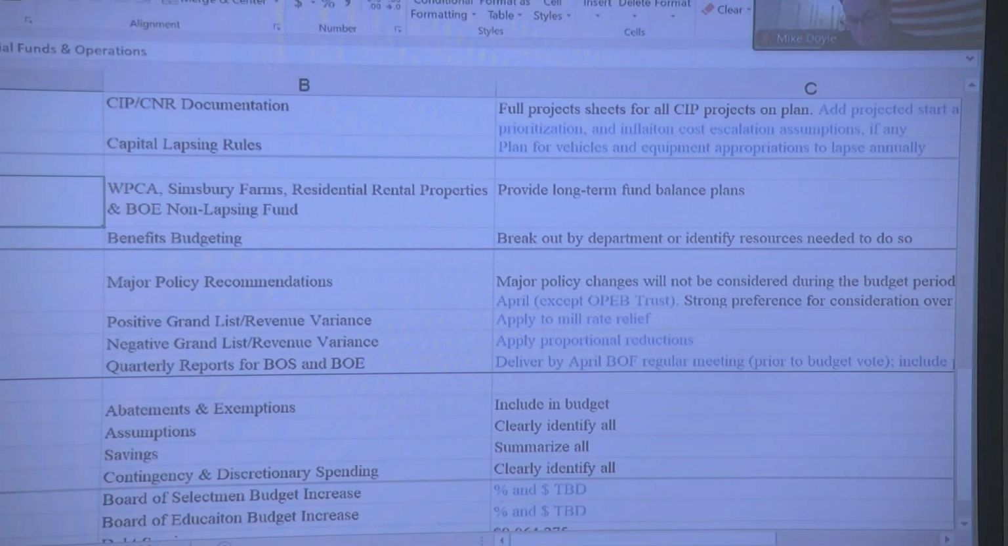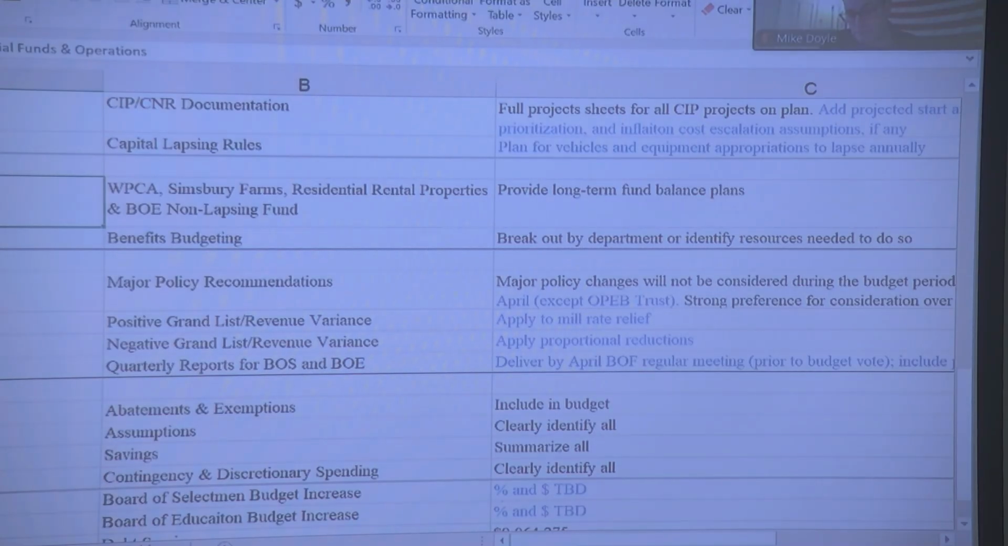We'll have that for the current year budget. We have asked in the past and would request again any long-term fund balance plans for the special revenue funds, and I included BOE non-lapsing as that now has 850. What is the plan for use there?